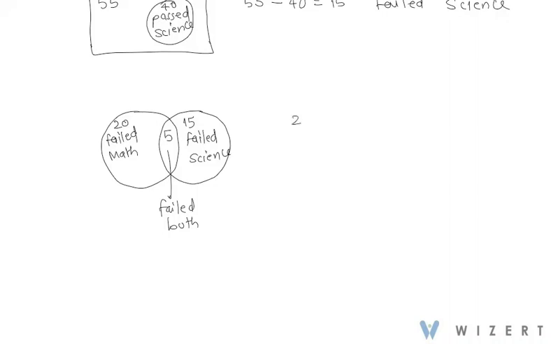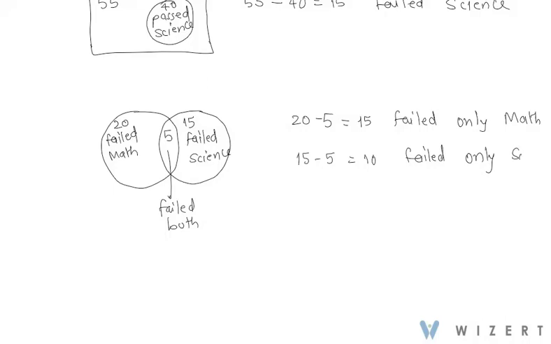Now we can say 20 minus 5 equal to 15 is the number of students who have failed only math. Similarly, we can say 15 minus 5 equal to 10 is the number of students who failed only science.